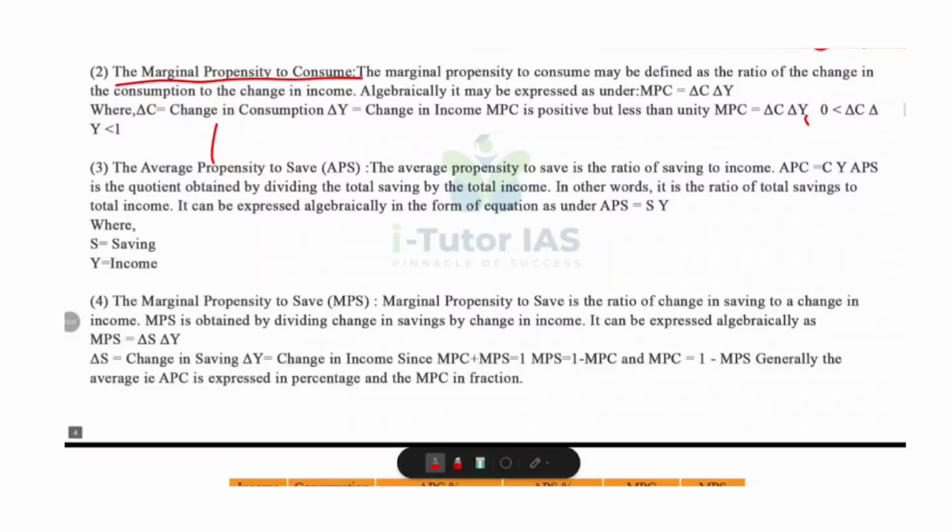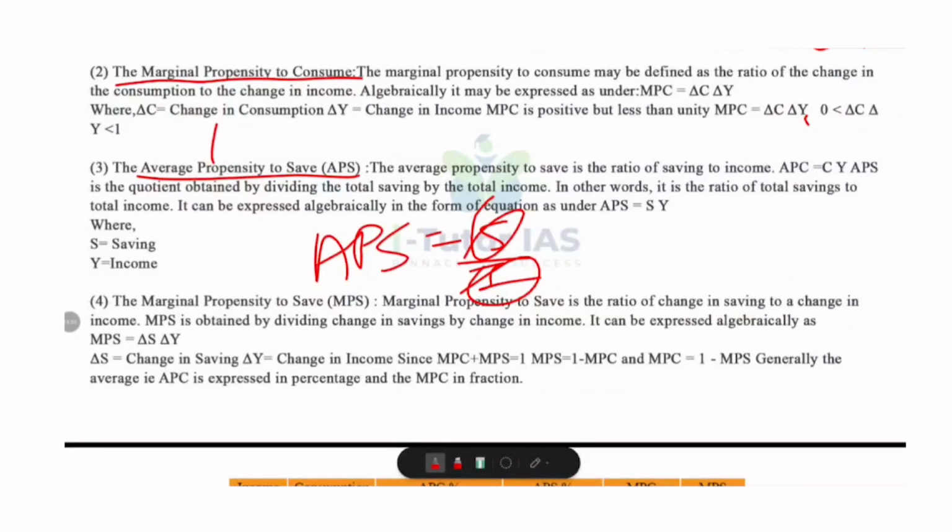And what is meant by average propensity to save, or APS? This APS shows the ratio of total savings to total income. It tells us what portion of total income is saved, where S is savings and Y is income. APS is equal to S by Y. If income is 200 and savings is 20, then what is APS? S by Y, that means 20 by 200, that is equal to 0.1 or 10%.